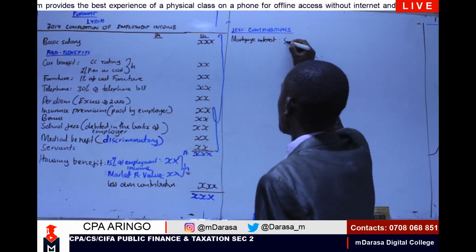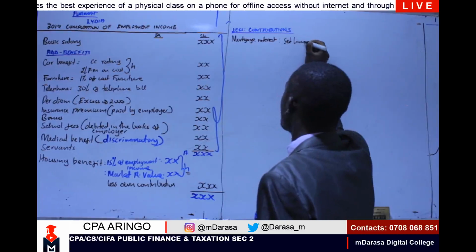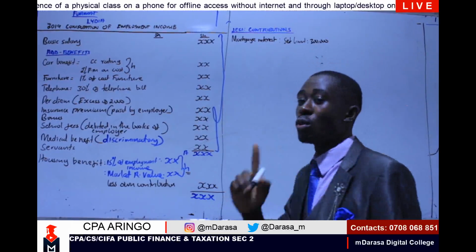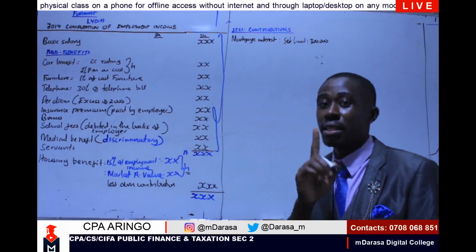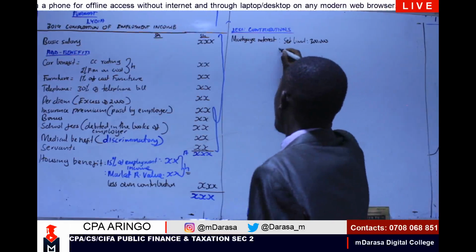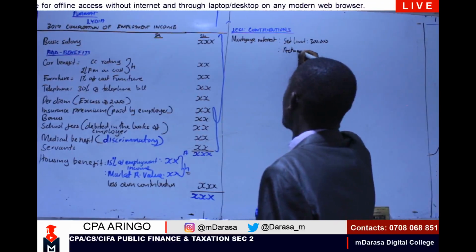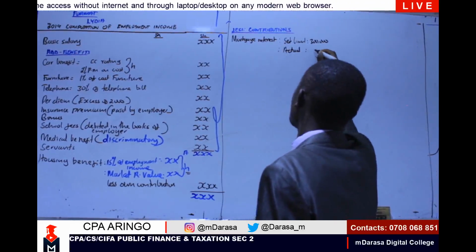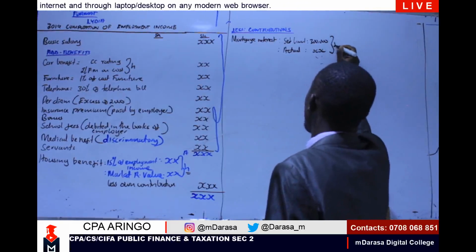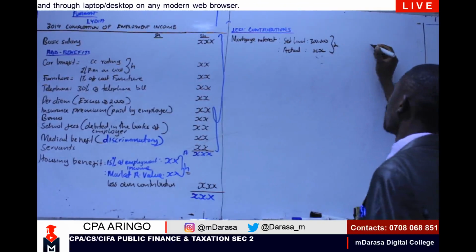So I'll be comparing our set limit, which as at now is 300,000. I know most of the books have not adjusted that one yet. They are still sticking with 150,000, which is not correct. I'm going to compare with our actual amount. So whichever is lower there is the one I'm going to take here.